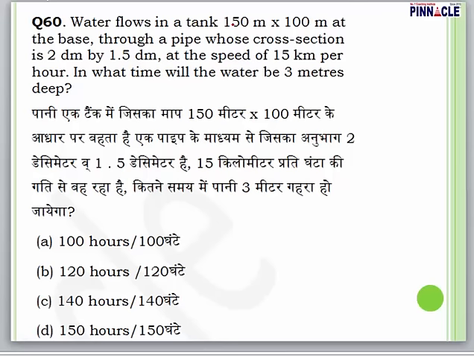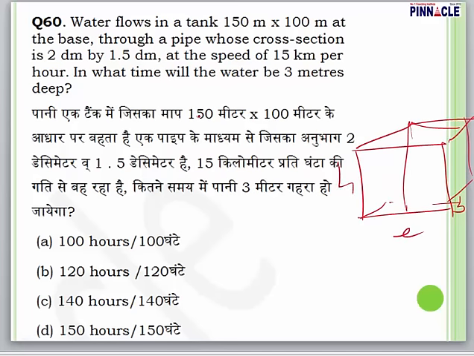Next question, question number 60. Water flows in a tank 150 meter into 100 meter at the base through a pipe whose cross section is 2 dm by 1.5 dm. This is, you can say, decimeter. In 1 meter there are 100 centimeter, and in 1 meter 10, you can say, decimeter, at the speed of 15 km per hour. In what time will the water be 3 meter deep? So this would be a tank and this is, you can say, in cuboid shape, LBH, in this format the tank is there.